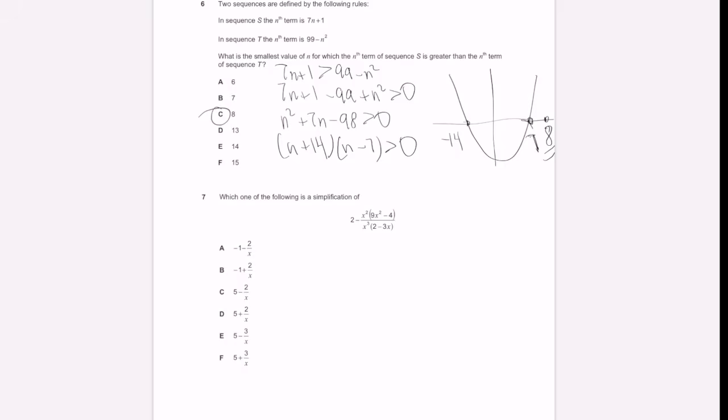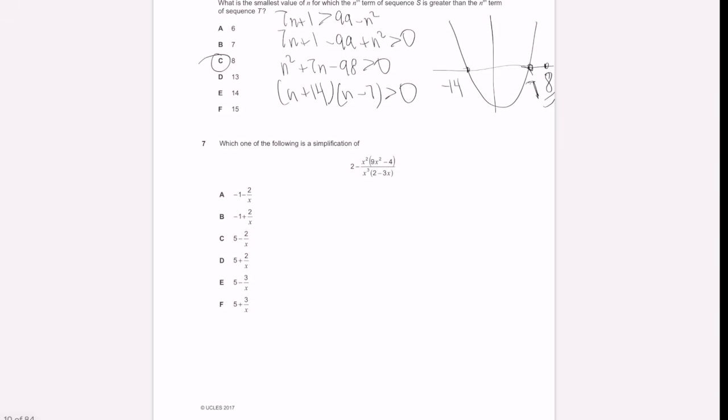Some of you might be thinking, well, why is it not minus 15? The reason for that is because we're talking about a sequence. So typically in a sequence, we tend to start from n equals 0, 1, 2, 3, looking at positive integers only, not necessarily the negative ones.